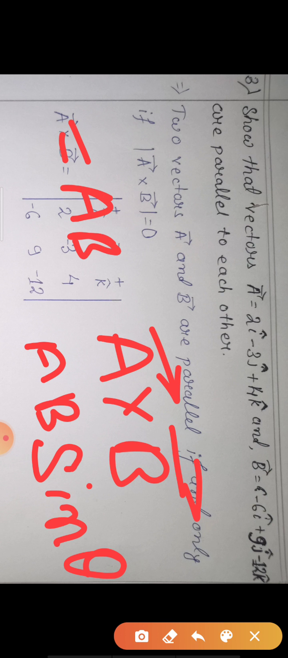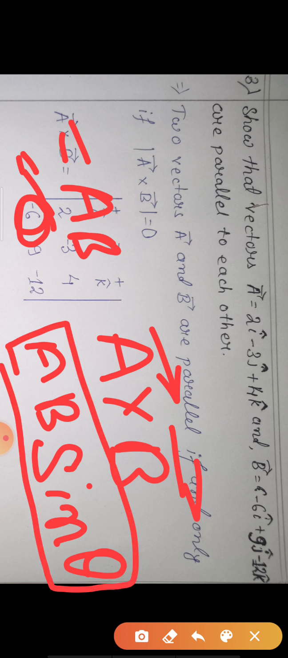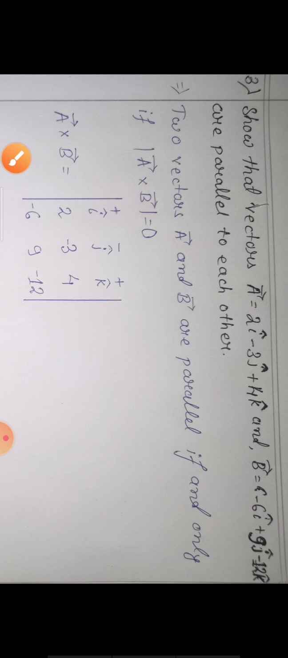So if two vectors are parallel to each other, the angle between them is either 0 or 180 degrees. If the angle is 0, then ab sin theta is equal to 0, and if the angle is 180 degrees, then also ab sin theta is 0, because the value of sin 0 is 0 and sin 180 is also 0. So that's why if two vectors are parallel to each other, their cross product is 0. You just have to show that their cross product is 0.